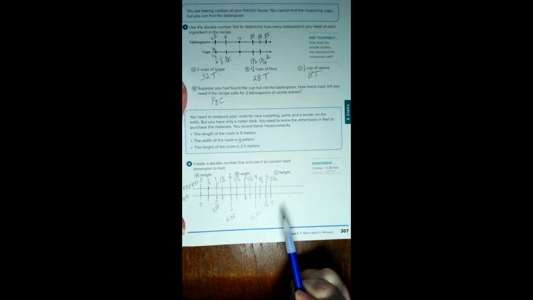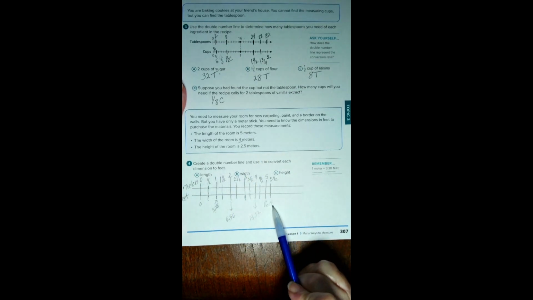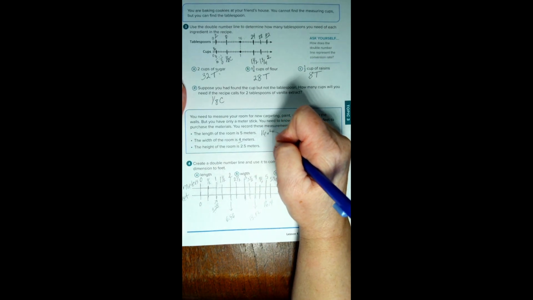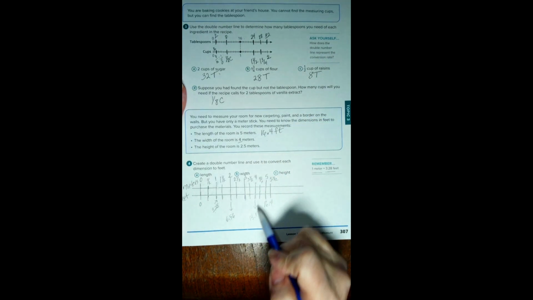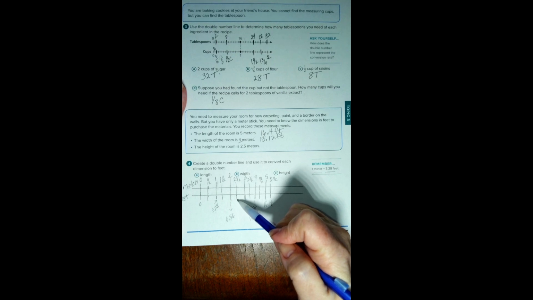The length I kind of wrote right where I need to. So the length of the room is 5 meters. I'm going to put my answers right up here. So that'll be 16.4 feet. 4 meters, I figured out, is 13.12 feet. And 2.5 meters, okay, so we still need to figure that one out.